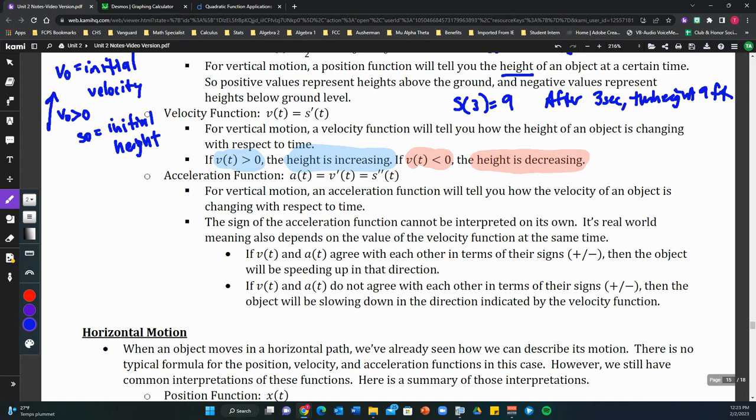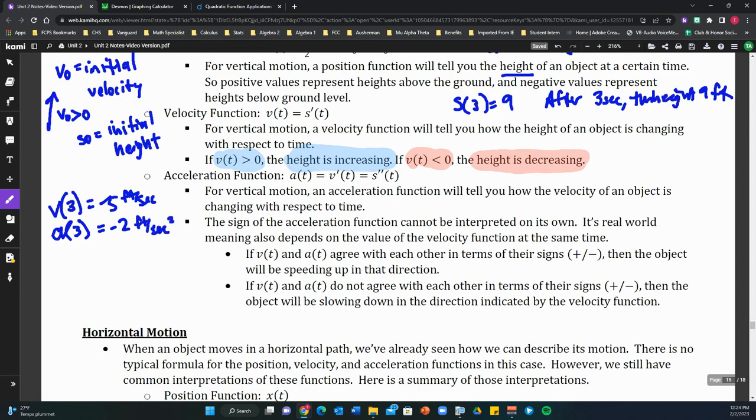So if the velocity and acceleration functions agree with each other in terms of their sign, so both positive or both negative, then the object is actually speeding up in that particular direction. So if I had an object with a velocity, let's pick a number here. Let's just say after 3 seconds, its velocity was -5. And at that same time, its acceleration was -2.